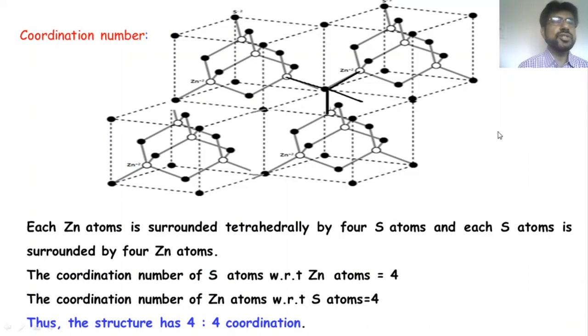Now then we are going to see about the coordination number. Now if we connect the single units in this way, then we observe that these zinc atoms get surrounded by the 4 sulfur atoms. So the coordination number of the Zn atoms with respect to the sulfur is 4. Similarly, the sulfur atom is also surrounded by the 4 zinc atoms. So the coordination number of the sulfur atoms with respect to the Zn atom is also 4. So we can say that the structure has the 4:4 coordination.